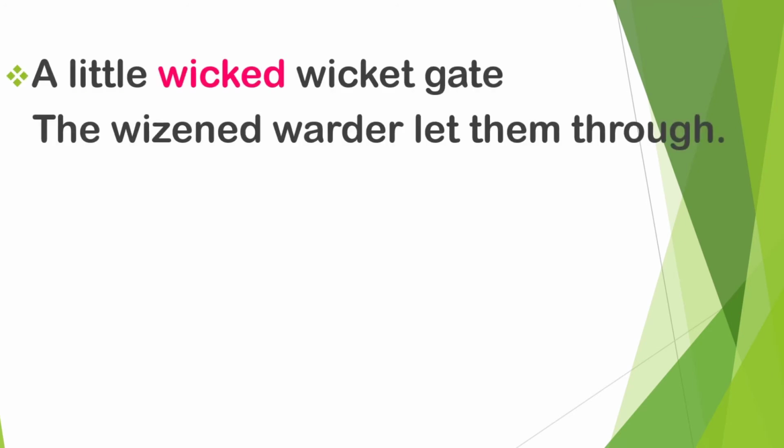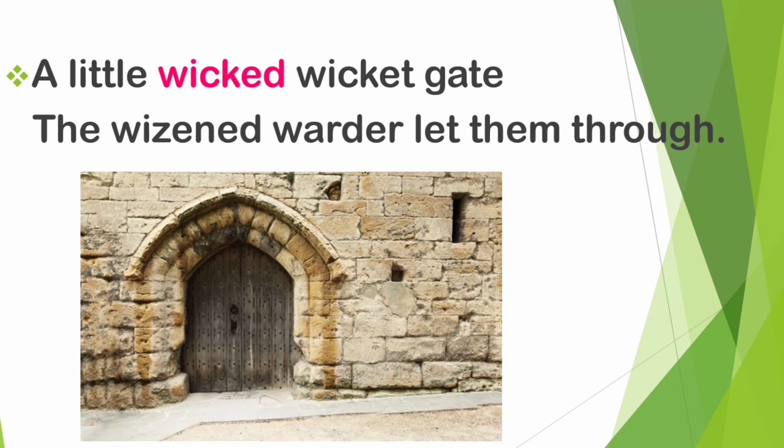A little wicked, wicked gate, the wizened warder led them through. These are beautiful lines taken from the poem The Castle, written by Edwin Muir. And here what is described? The poet describes a small gate in the castle which was in fact kept open by a wizened warder, a guard. The guard who was supposed to protect the castle let the enemies in by opening the gate.